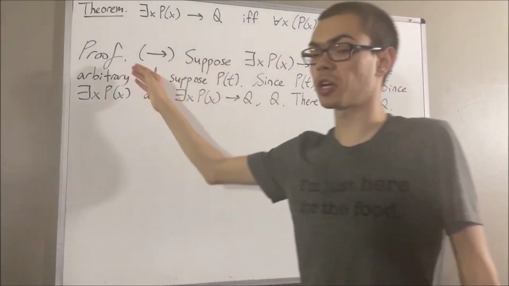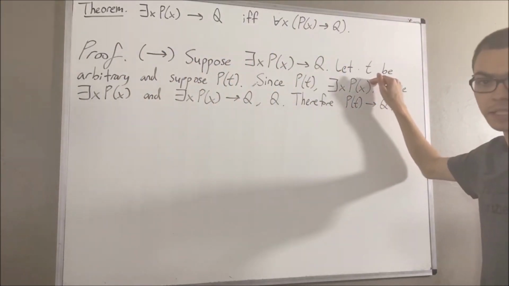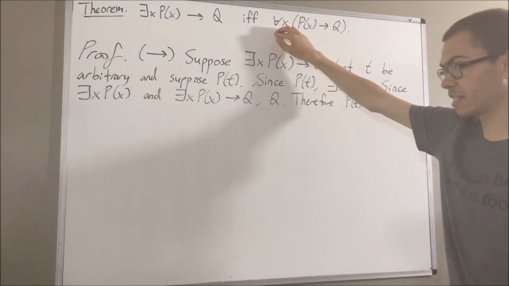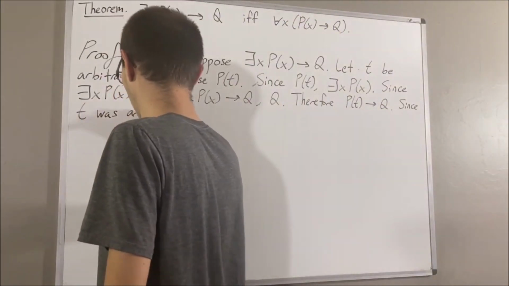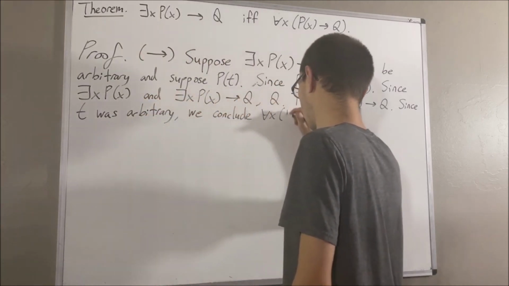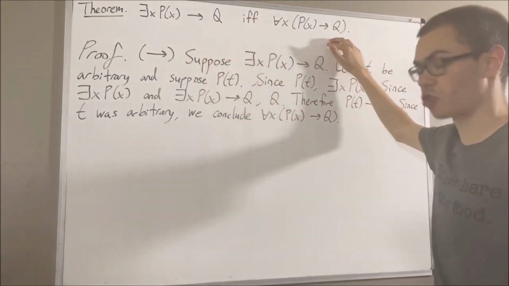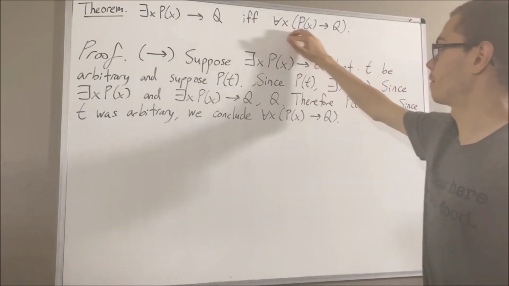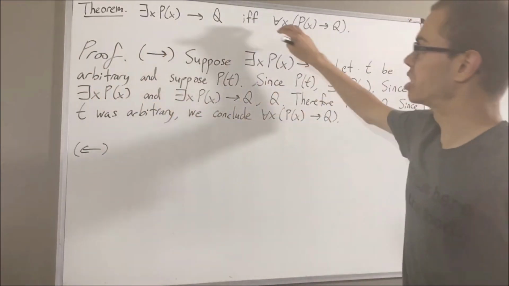Since t was arbitrary, this means we have shown that this is true no matter what t is. So we have shown for all x, if p of x, then q. So we have proven if this is true, then this is true. Now we're going to prove if this is true, then this is true. And to do so, suppose this is true.